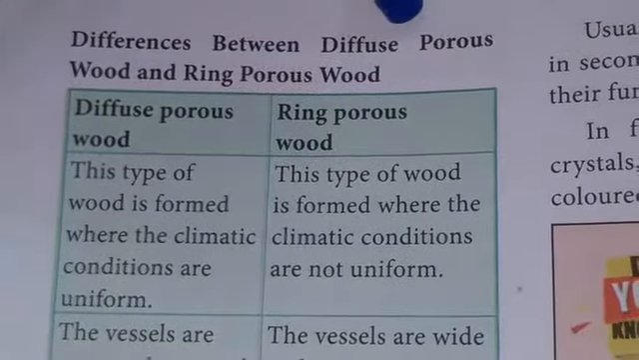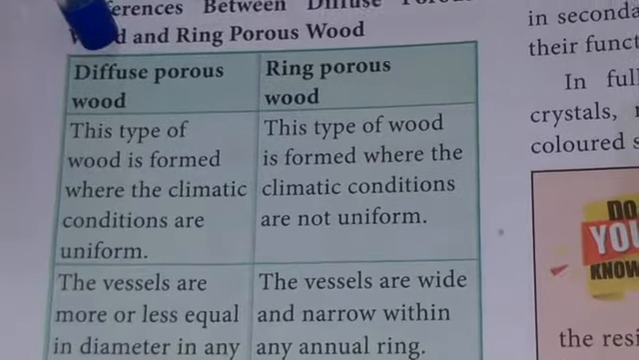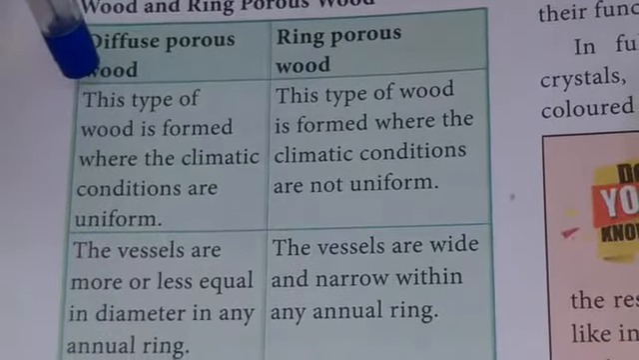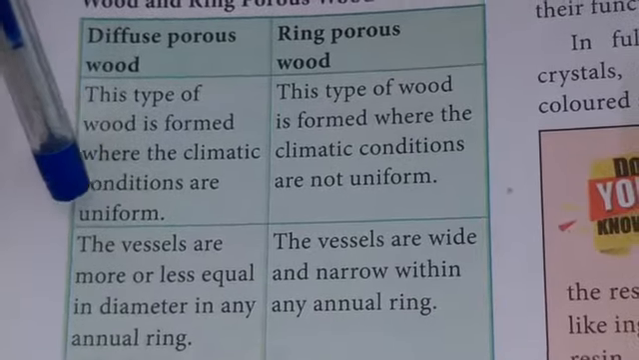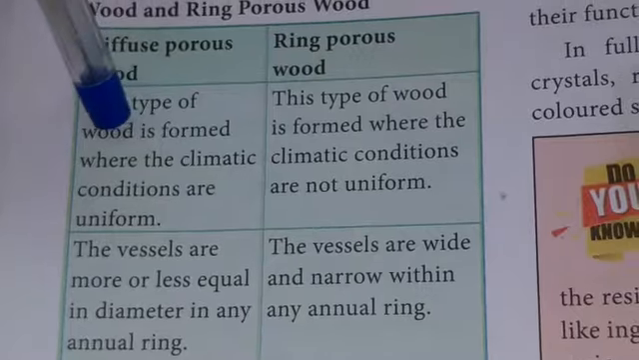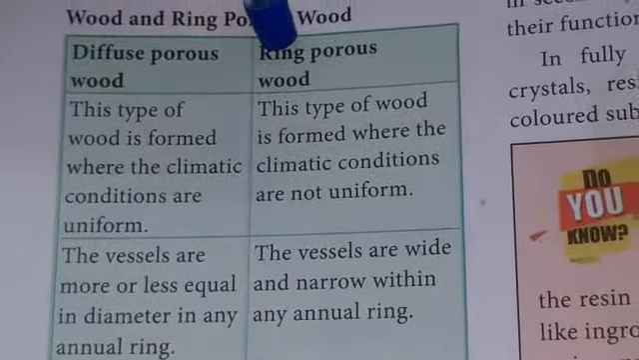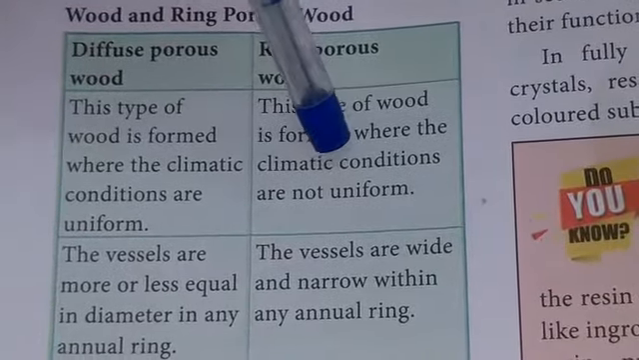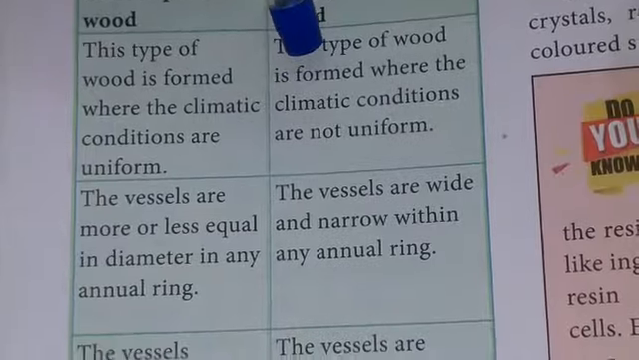Between ring porous wood and diffuse porous wood: in diffuse porous wood, the wood is formed where the climatic conditions are uniform. So the diffuse porous wood is formed at the period when the climatic conditions are uniform in nature. The ring porous woods are formed when the climatic conditions are not uniform.